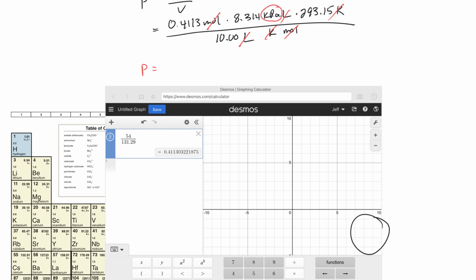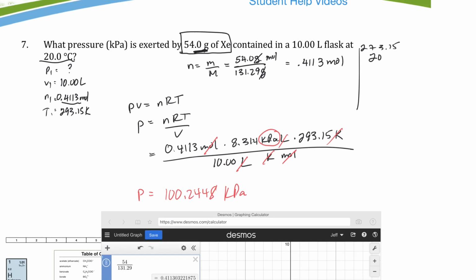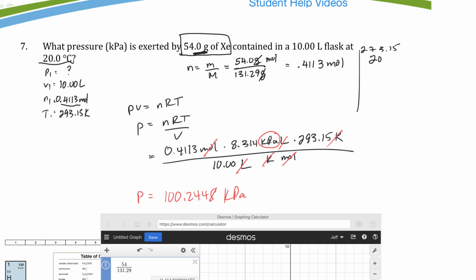Here we go. So the pressure is 100.2448 kilopascals. Let's look for sig figs. 3, 4, 3. Let's go with 3. So that would be equal to 100 kilopascals. Okay, hopefully that helps you with those two questions.